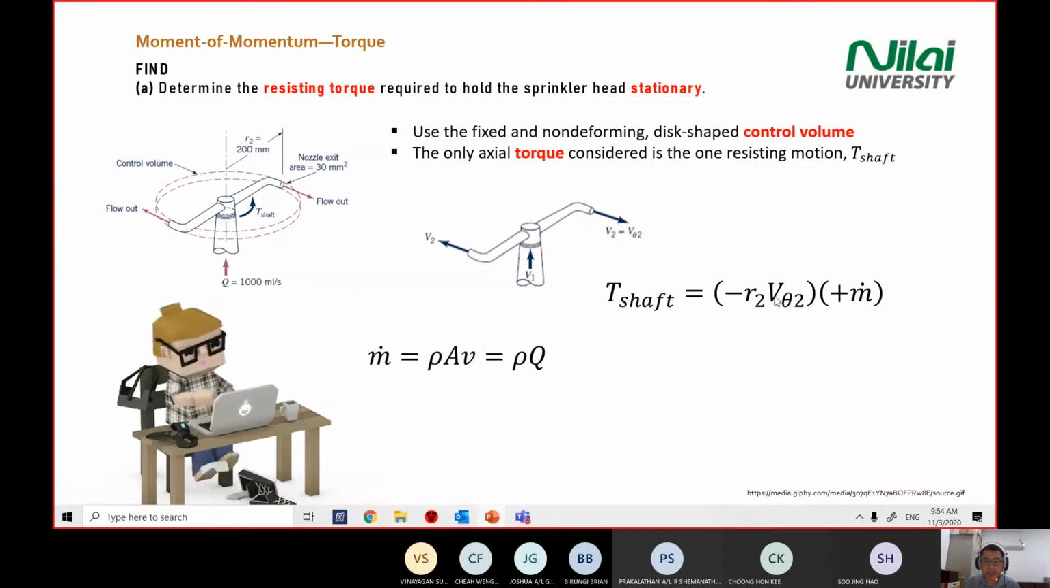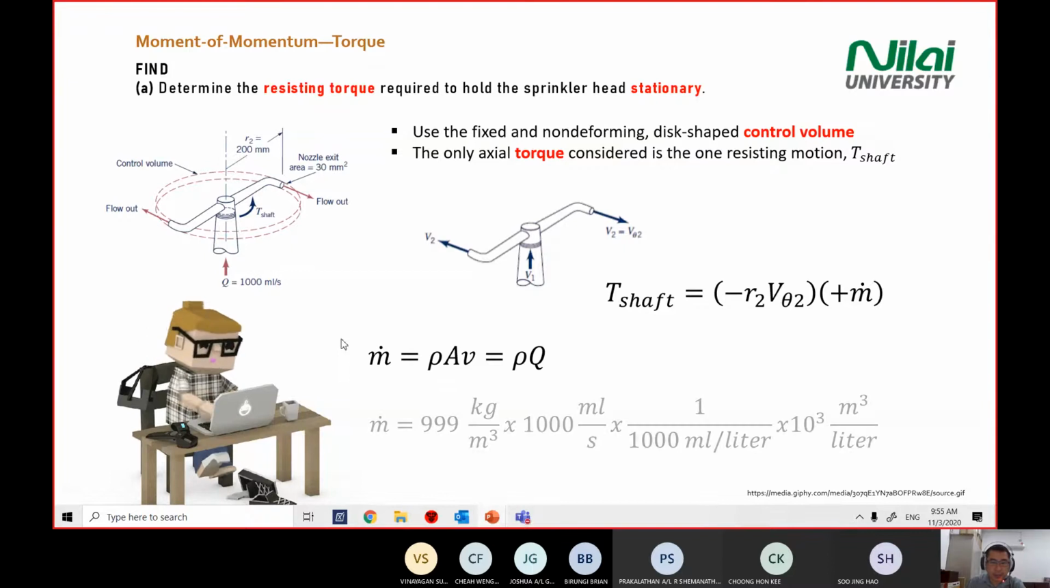So we have our V delta 2 component already. We need to find m dot. How to find m dot? M dot equal to rho AV again. And in this question, we are given the Q. So remember AV, A times the velocity, we get our Q, mass flow rate. In this case, mass flow rate is 1000 ml per second. You need to convert this one into meter cube per second.